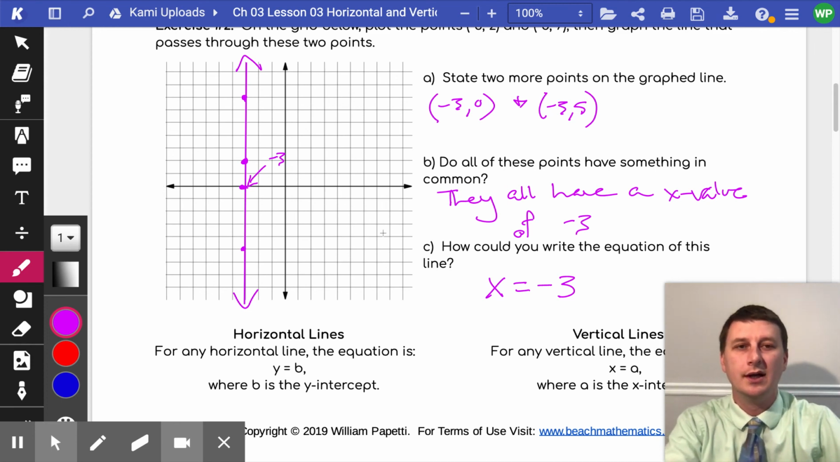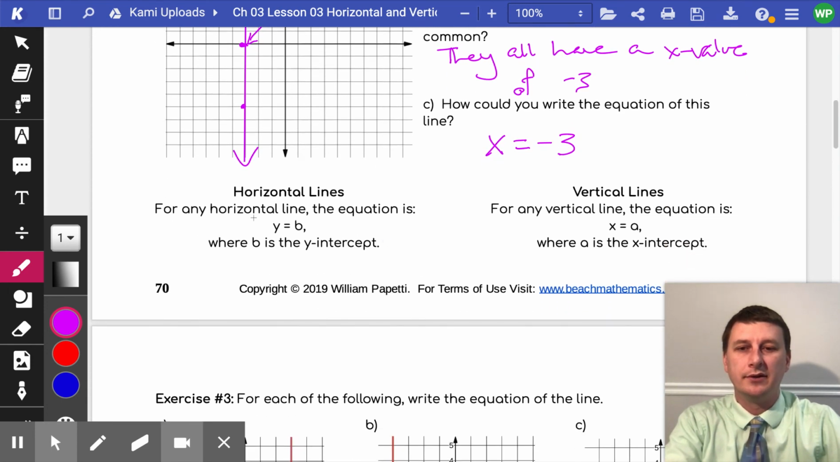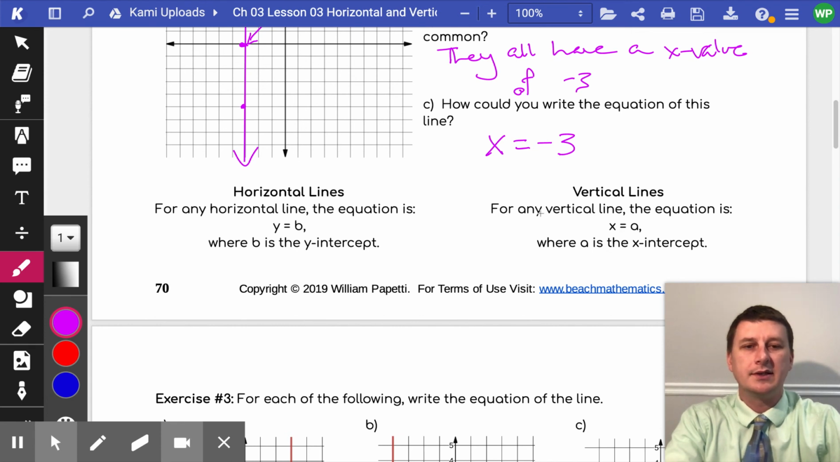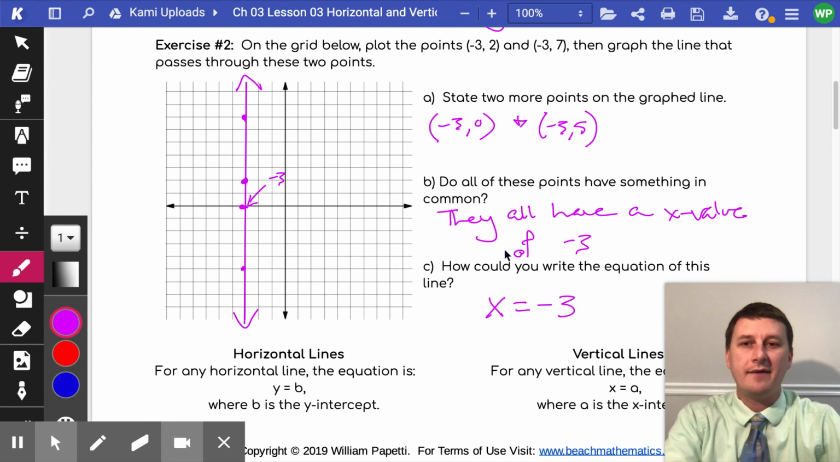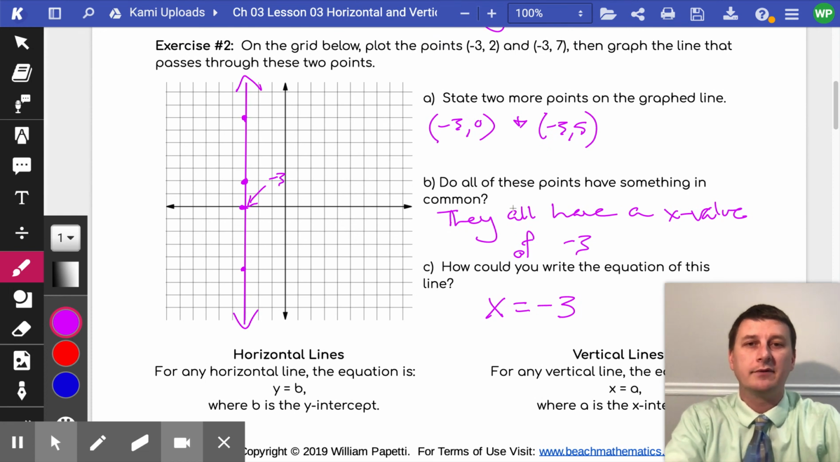And if you take a look at these little messages at the bottom, these little notes for you, for any horizontal line, the equation is going to be y equals a number, where that number is the y-intercept. And for vertical lines, it's going to be x equals a number, where that number is going to be the x-intercept.